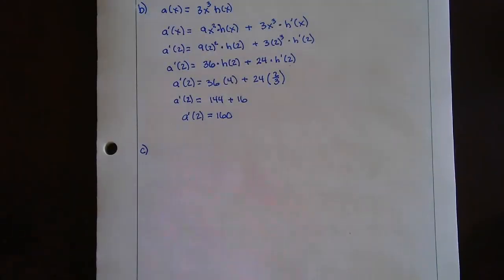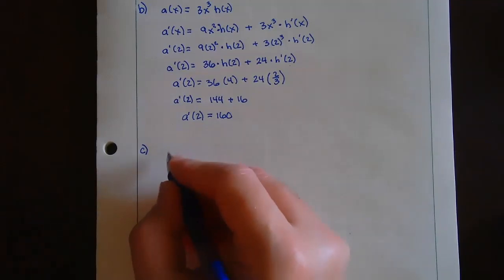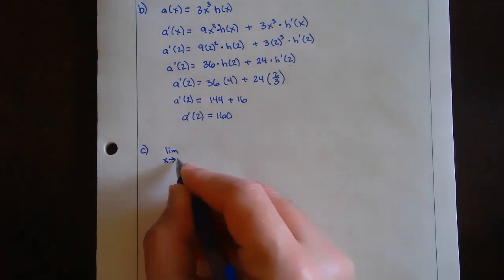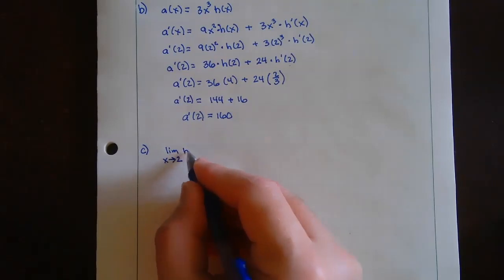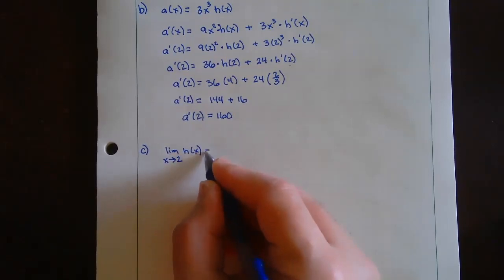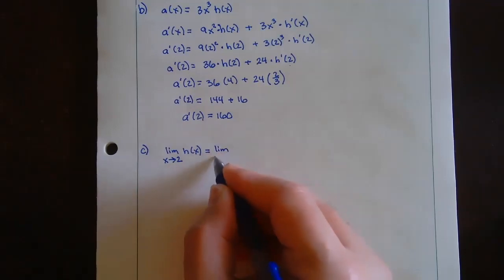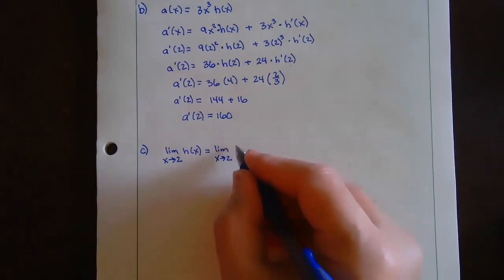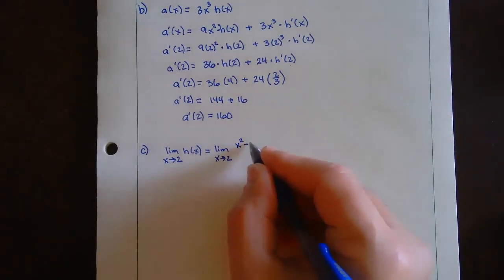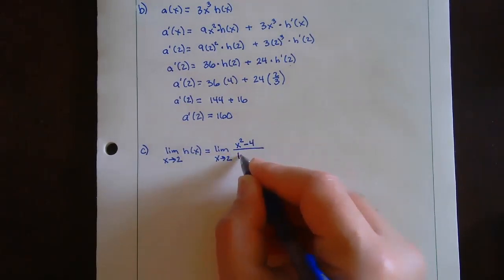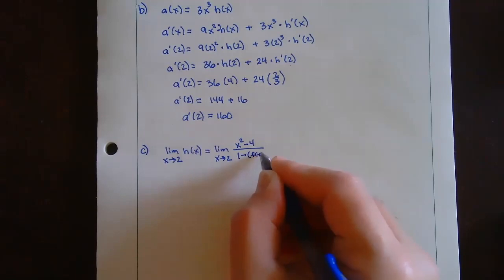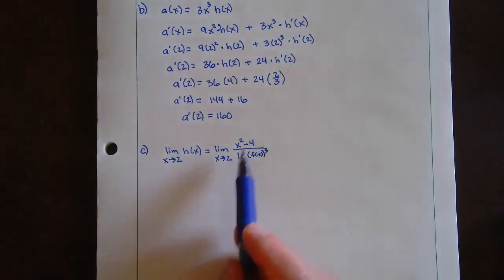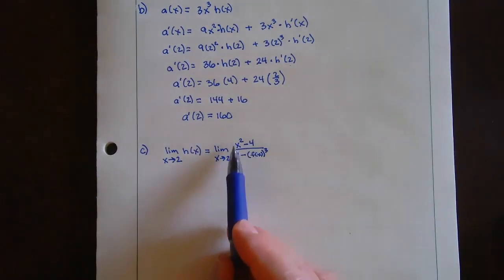Okay, so there's a connection that you need to make here. If we take the limit as x approaches 2 of this function h of x, that would be equivalent to the limit as x approaches 2 of our function h of x, which is x squared minus 4 over (1 minus f of x) cubed. Now if you try to put 2 in here, you're going to get this to be 0.